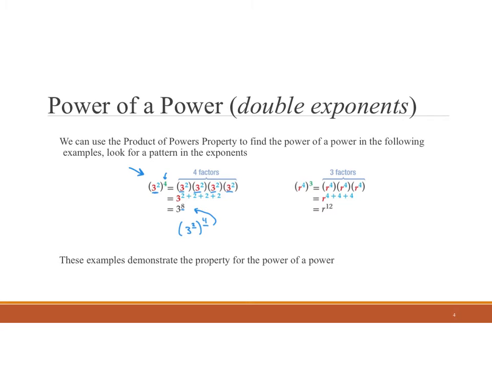Okay, look over here at example number 2. Again, same thing. You have r to the 4th power, all to the 3rd power, all cubed. So I can expand it out to r to the 4th, r to the 4th, r to the 4th. And when I add my exponents, 4 plus 4 plus 4 is 12. Well, 4 times 3 is also 12. So by multiplying my exponents together, you get the same answer.